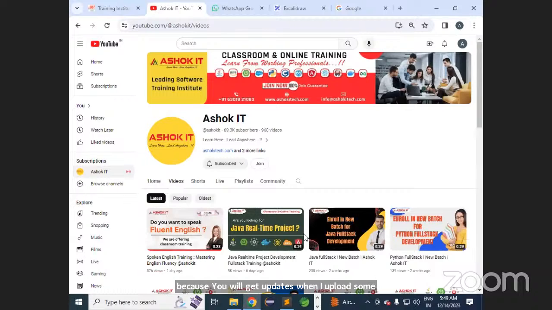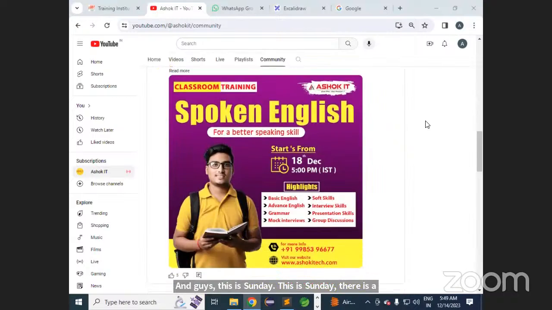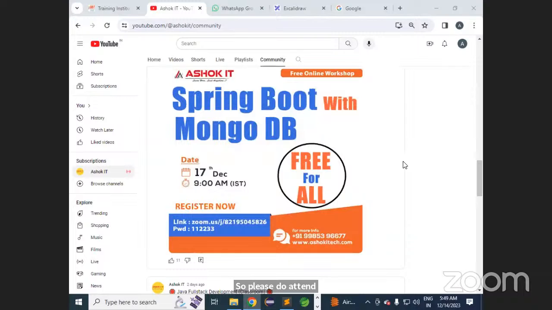And guys, this is Sunday. There is a workshop related to Spring Boot with MongoDB integration. So please do attend that. That is very, very, very important. How to develop a Spring Boot application to communicate with the Mongo database, MongoDB, which is a NoSQL database. So Sunday morning at 9 a.m., a 2-hour workshop will be available. That also will be given as a YouTube live. So when such kind of workshops are there, you will get the notification from YouTube if you subscribe and if you click on the bell icon. This is the Sunday workshop.